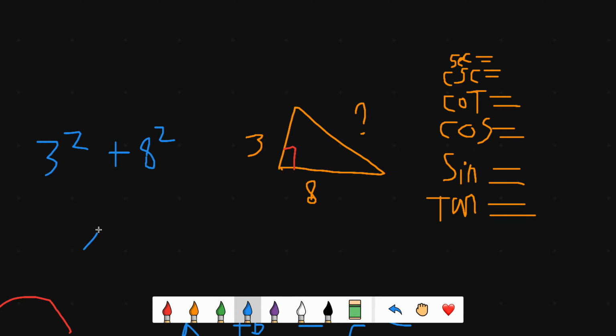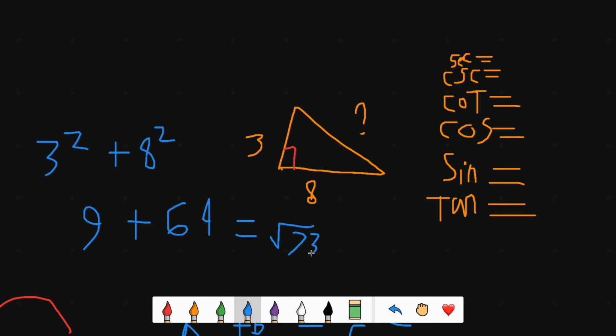So 3 squared is 9, and 8 squared is 64. This is very easy, you probably learned this in 8th grade. So 3 squared is 9, 8 squared is 64, and 64 plus 9 is 73.